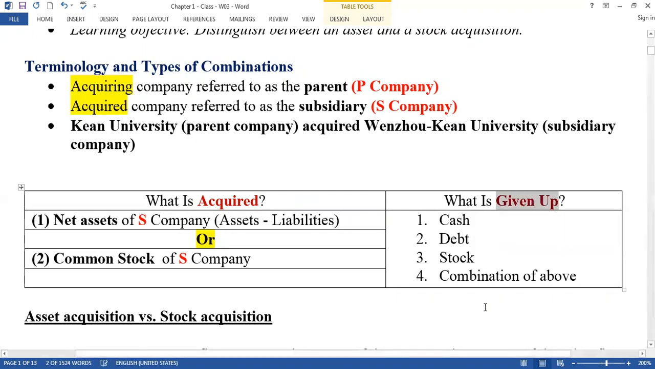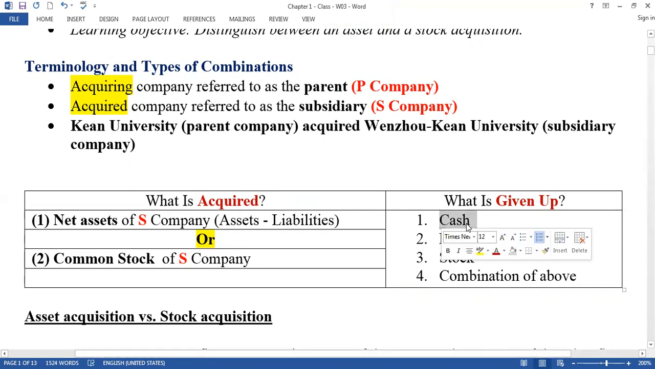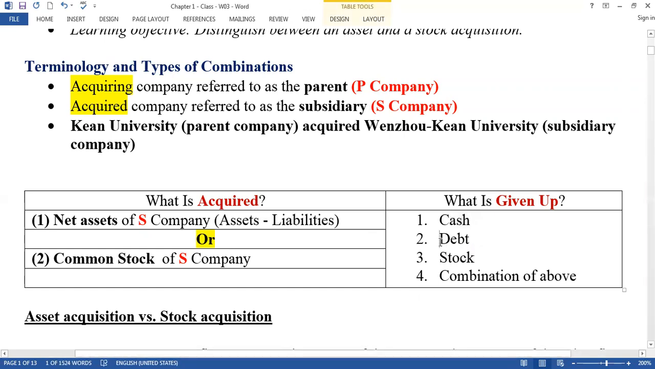Do you understand? You buy my company's assets. You buy my company's liabilities. You buy my company's common stock. So what do you have to sacrifice? What do you have to give up? Or what do you have to give to me? You have to give me cash. So you have to pay cash to acquire another company, stock or assets. If you don't have enough cash, you can issue bonds to acquire another company's assets, liabilities or stock.